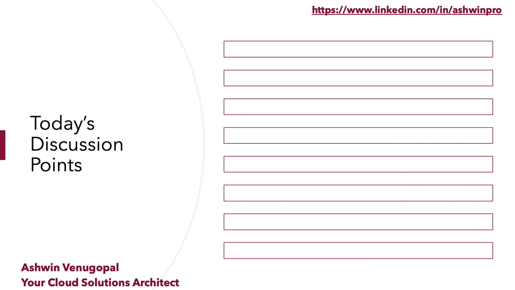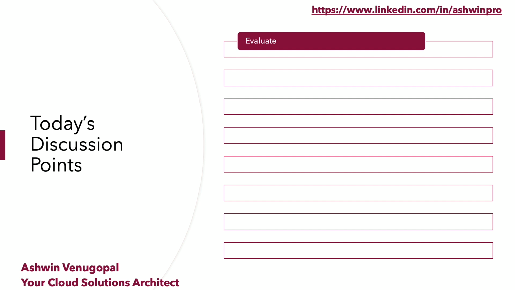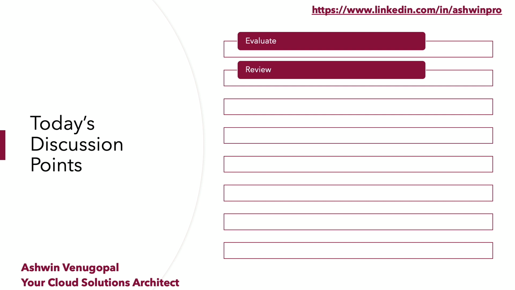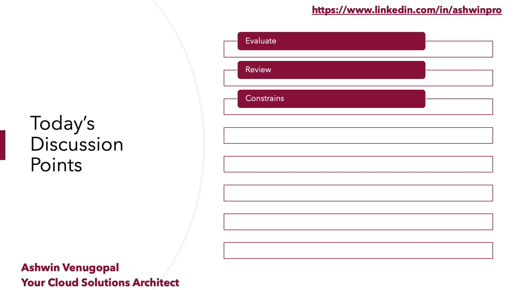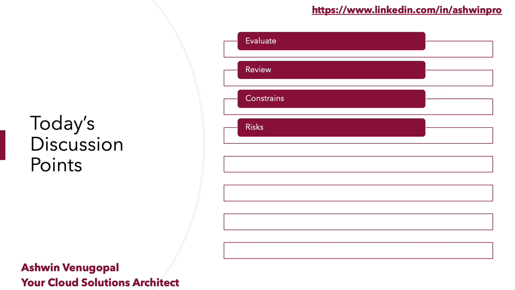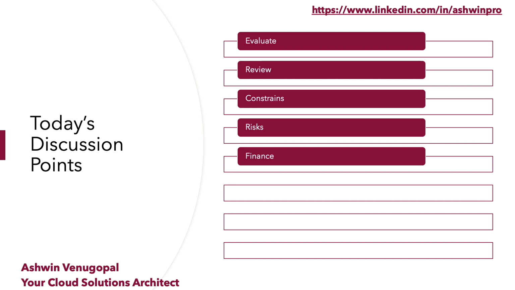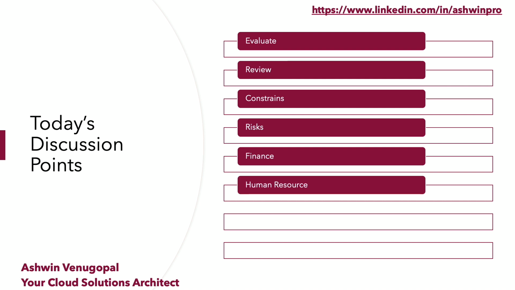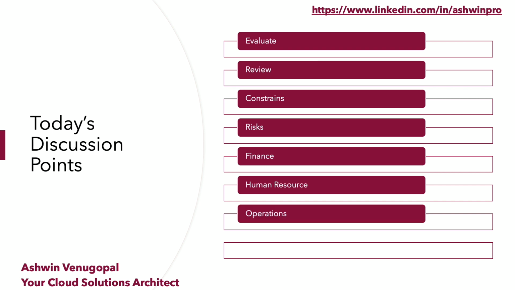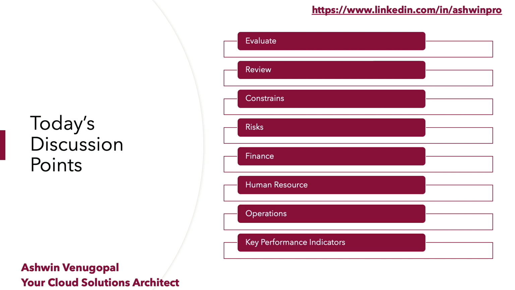Let's take a look at what we are going to discuss today. We start by evaluating the decision to move to the cloud. Then we review the readiness. Then we try to understand the constraints that you will come across. Then we identify all the risks involved. Then we understand the financial objectives and how we're going to mobilize the workforce. And then we create an operational plan and we work with the data to discover the progress of the strategy.